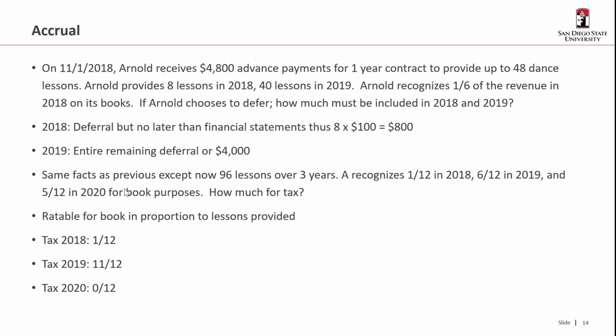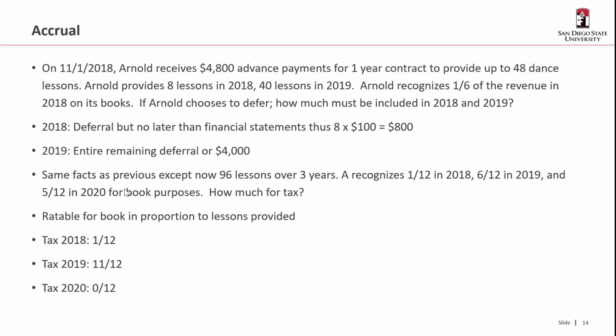However, for tax purposes, he would recognize the same 1/12 in 2018. He would be eligible to defer the remaining. However, in 2019, which is the year after the advance payment was received, for tax purposes, he would be required to recognize the entire remaining 11/12, which means that we end up with a book tax difference in the second year, but we also end up with a book tax difference in the third year. Because what happens in the third year is that he recognizes income for book purposes, but he recognizes none for tax purposes.